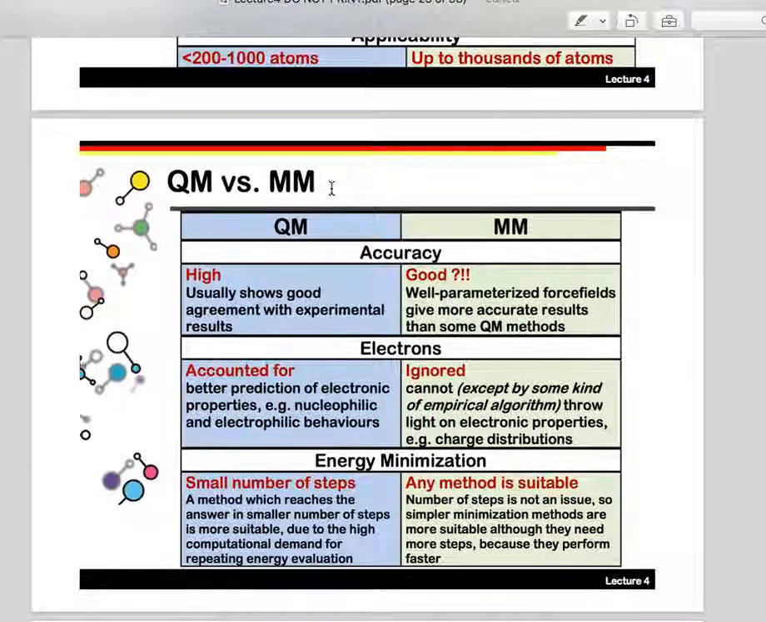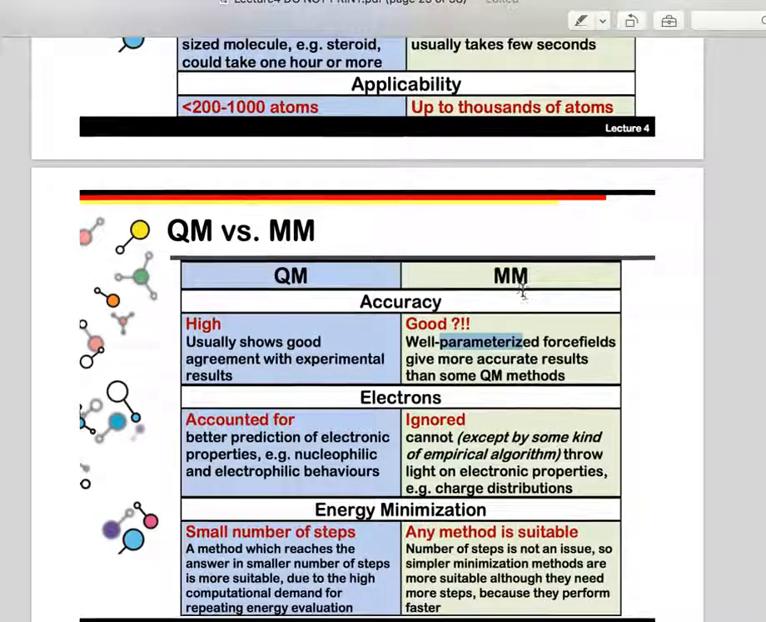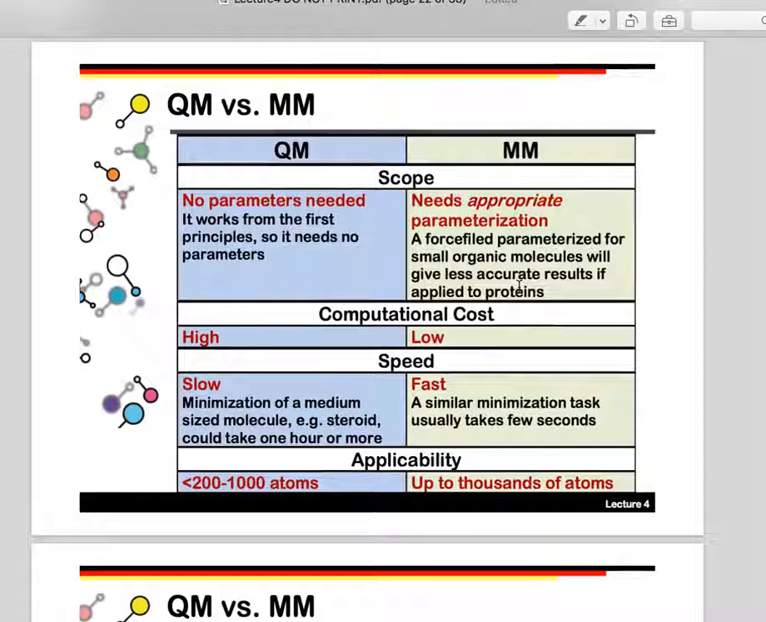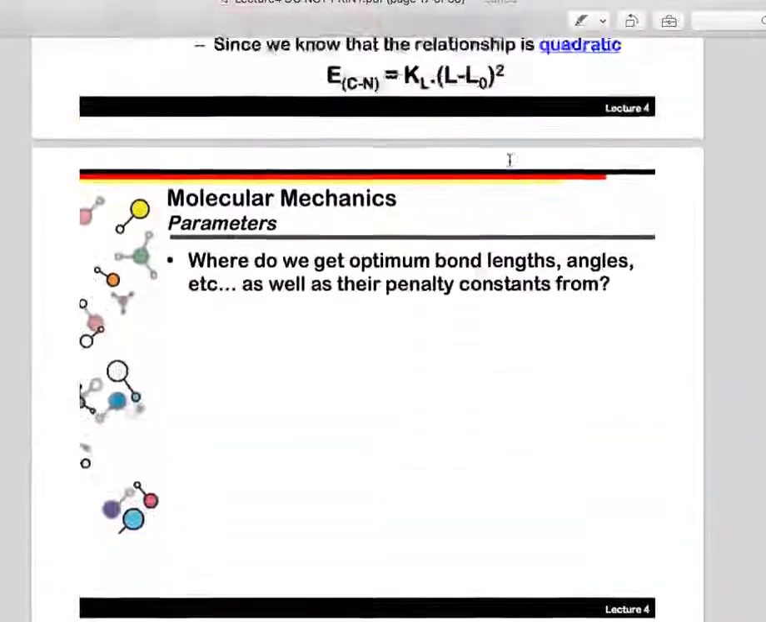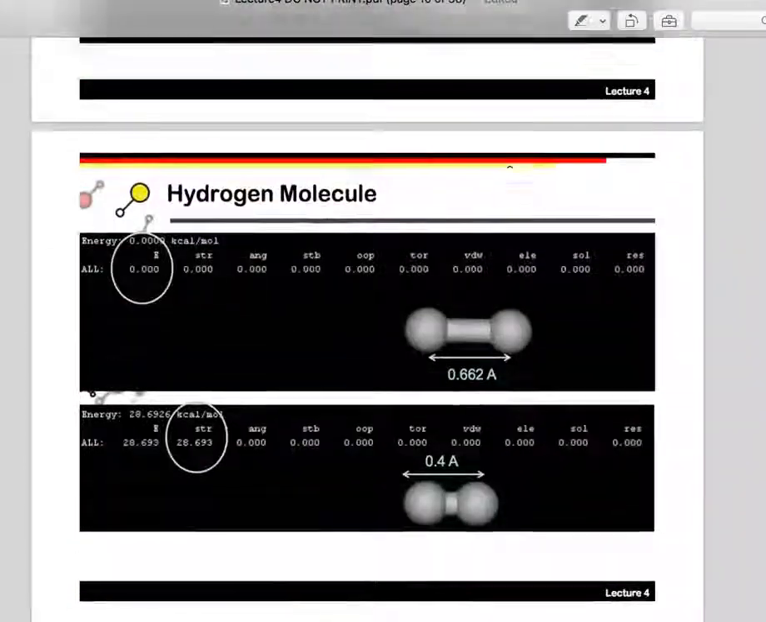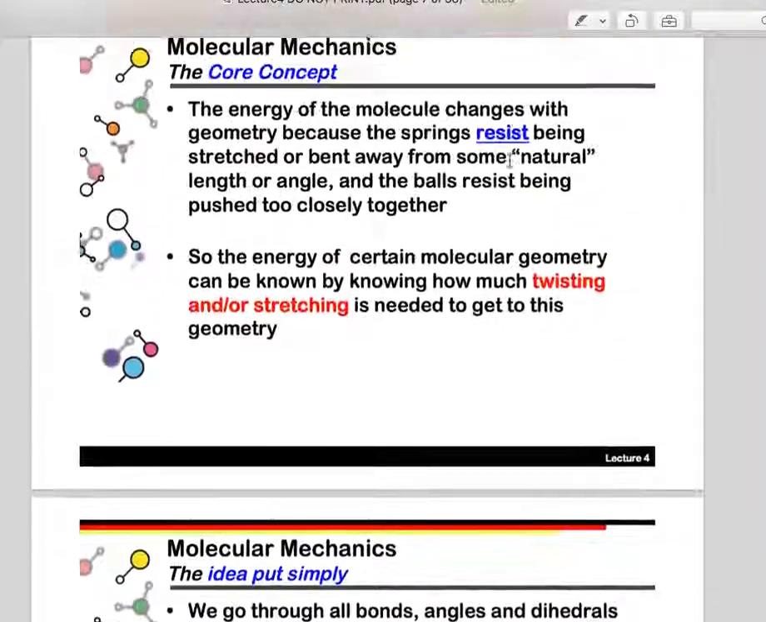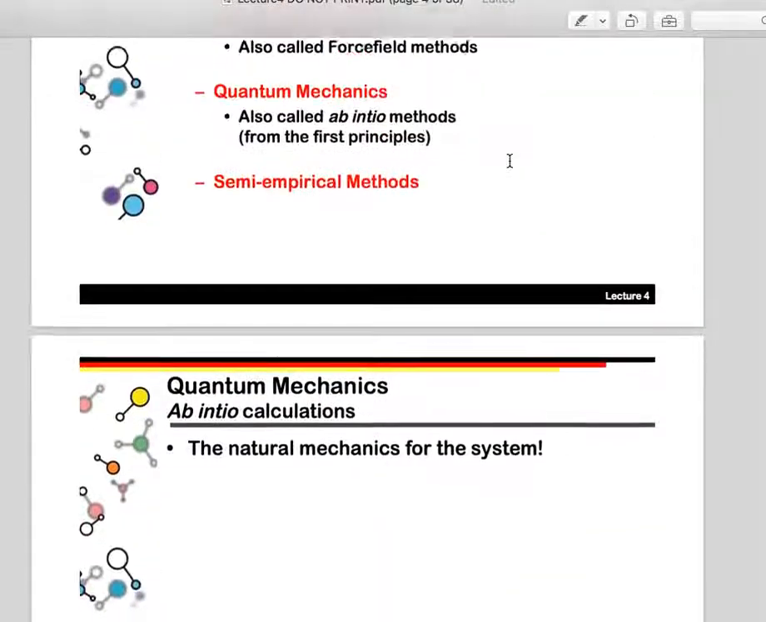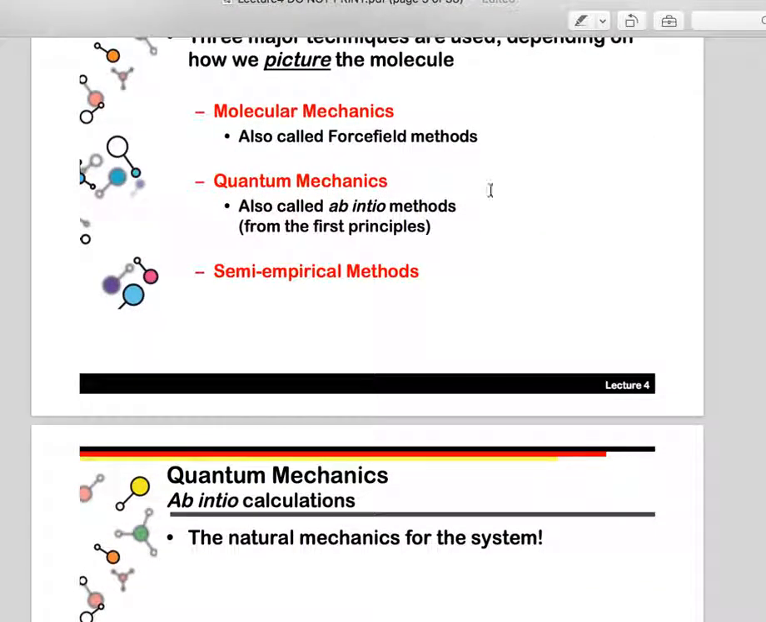And quantum mechanics has high accuracy. Molecular mechanics has high accuracy as well if the parameters that are used are good. And I want you to associate in your mind molecular mechanics with parameters. Molecular mechanics with parameters. Quantum mechanics is parameters free. There are no parameters in quantum mechanics. Only in molecular mechanics do we have parameters. Of course I will not go through everything now. I'm just highlighting some issues. And I told you that semi-empirical methods are just a hybrid between the two.